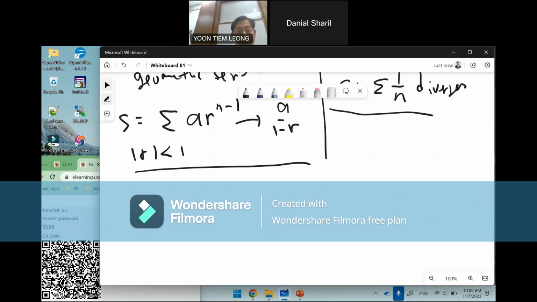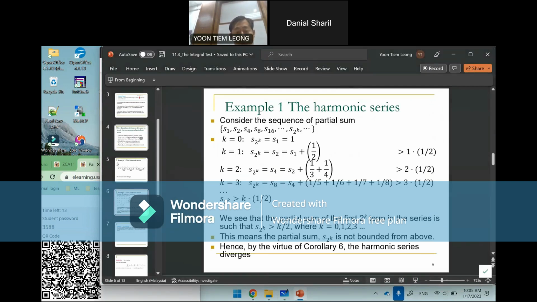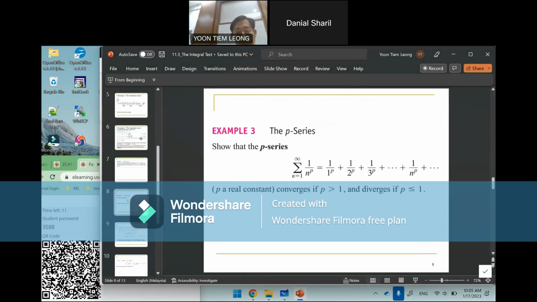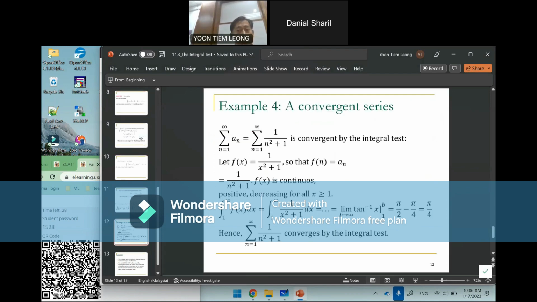What I mean by more general is that the geometric series is not as general. Not all series are in the form of a geometric series. So for example, if I give you a series like this, can you tell me whether this series is convergent or divergent? More generally, we will be doing something more complicated, like this one. I give you this series, you tell me whether it is convergent or not.